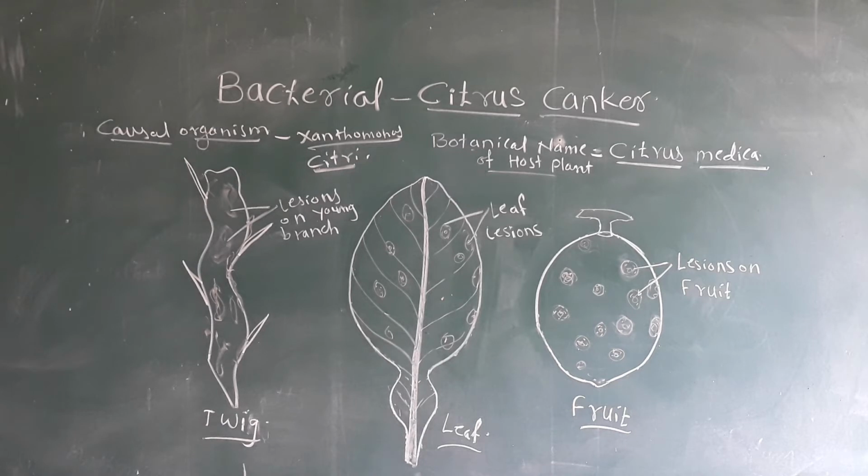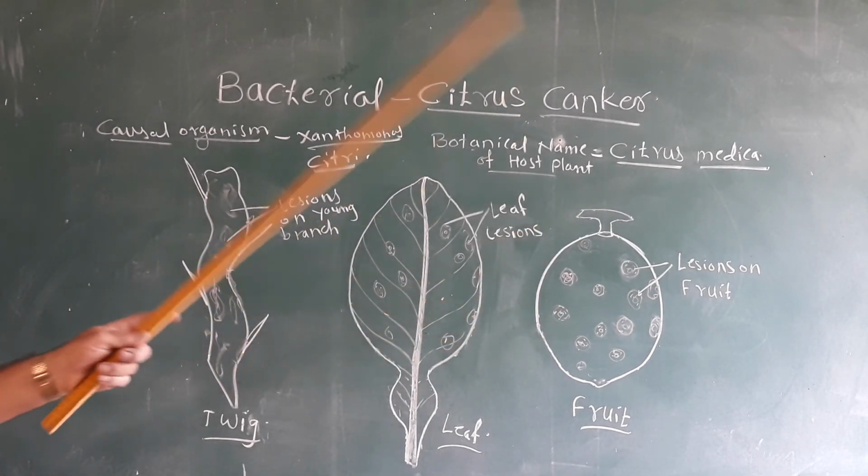So the next part is the symptoms. What are the symptoms? Symptoms are the external visual expressions on the host plants in pathogenic conditions. There are several types of symptoms that can be observed on the infected plants. The symptoms show on all aerial parts. Aerial parts means the above ground parts, that is the young twigs, branches, leaves, and the fruits.